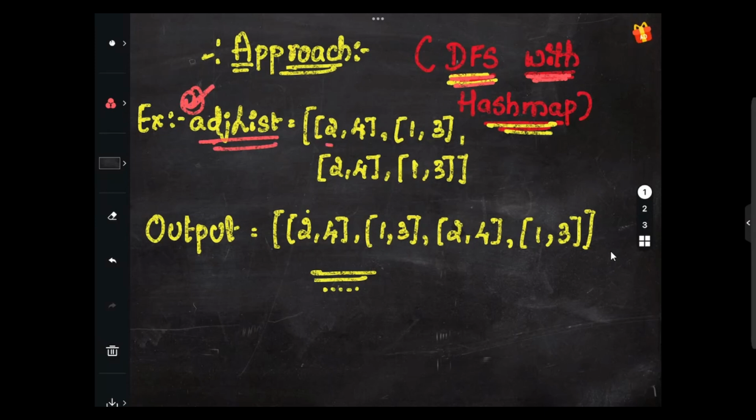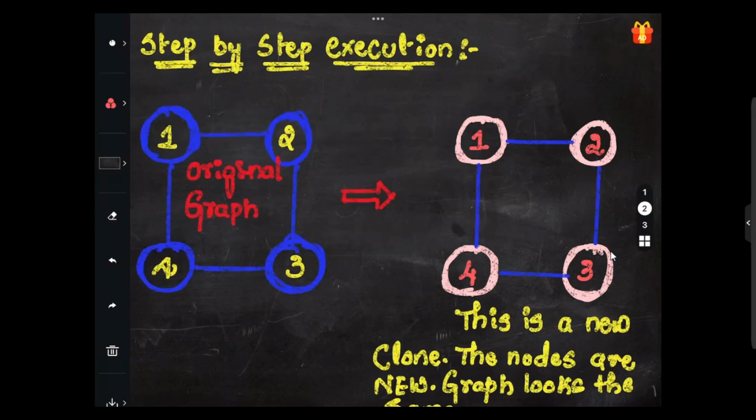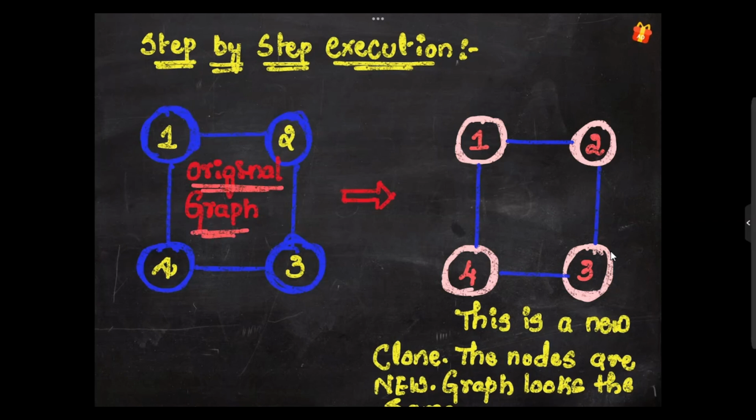The first example. The adjacency list is 2 4, 1 3, 2 4, 1 3. The same output is what we need to get here as output, right? We have already discussed this one. Let's move on with the step-by-step execution. Here we have 1 2 3 4. We have the original graph here. This is fine. And here this is a new clone.